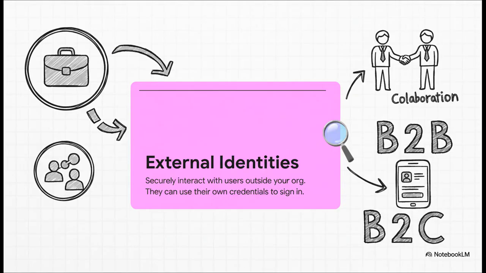So what about people who don't work for your company? Well, that's where external identities come into play. This lets you securely work with partners and vendors using B2B, or manage your customer accounts for your public-facing apps with B2C. The key takeaway here is that they get to bring their own identity. They can use their own work account or a social account to sign in securely to your stuff.